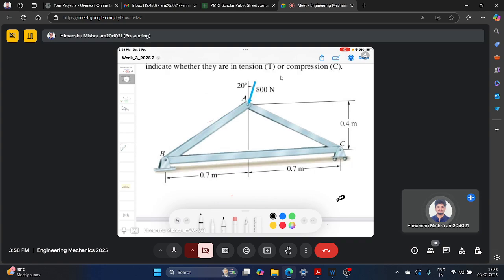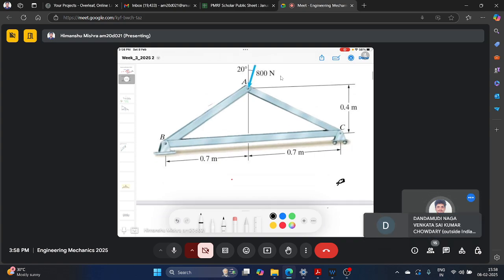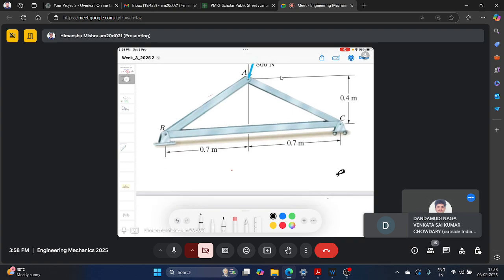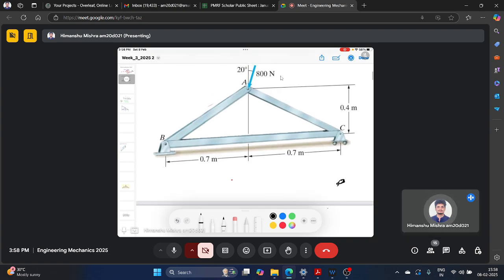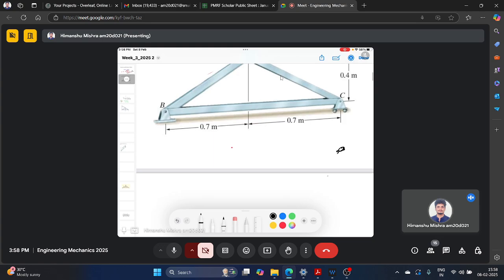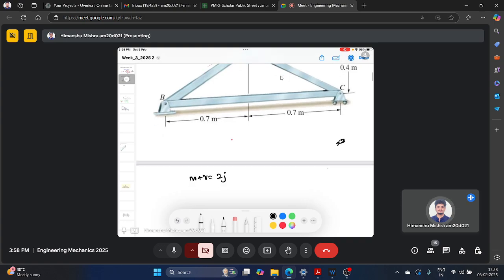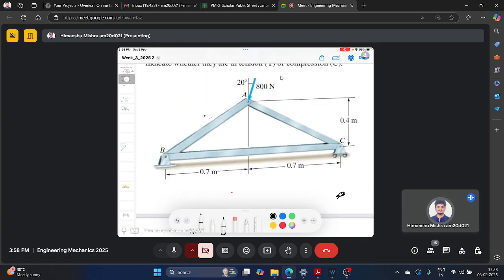Okay, let's solve this problem. As usual, we need to check if we can apply the method of joint. So we need to check if the truss given here is determinate or not. For that we will be checking by the same equation. We have three members: one, two, and three.